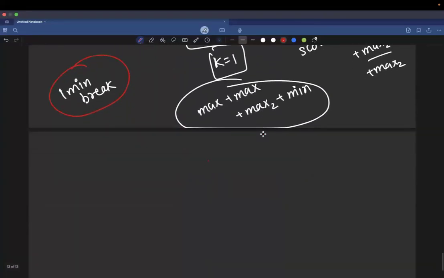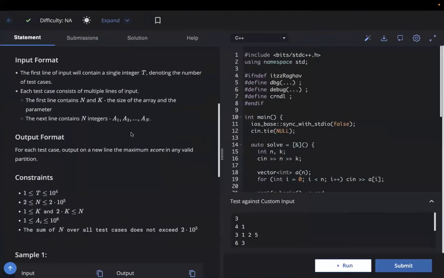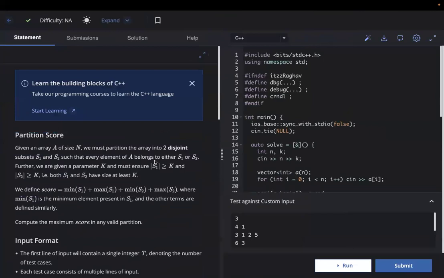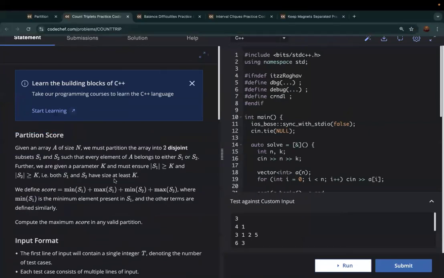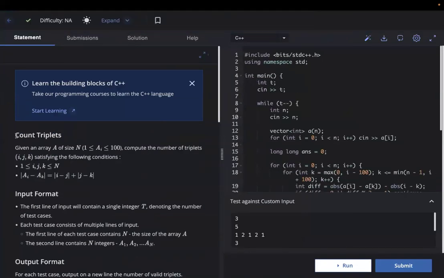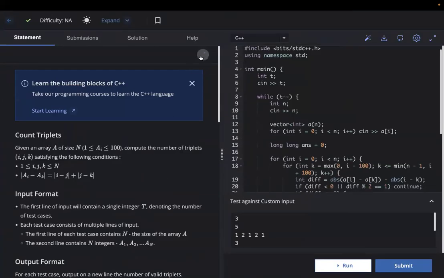Okay, nice. So we had discussed till this problem, and now the next problem which we have to discuss is count triplets. So let's discuss the problem count triplets.